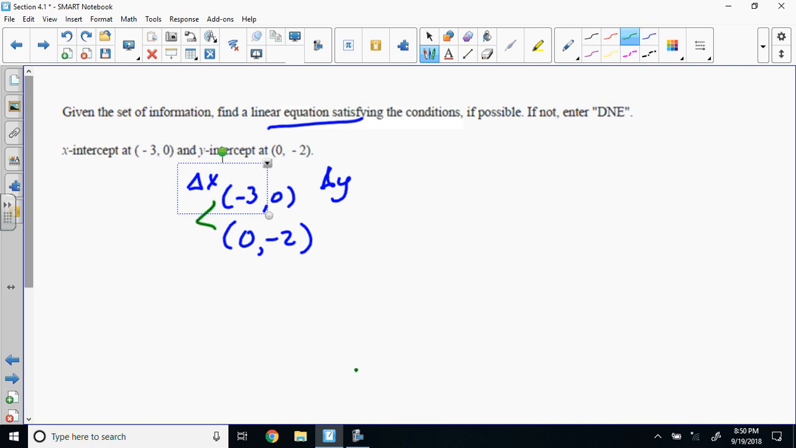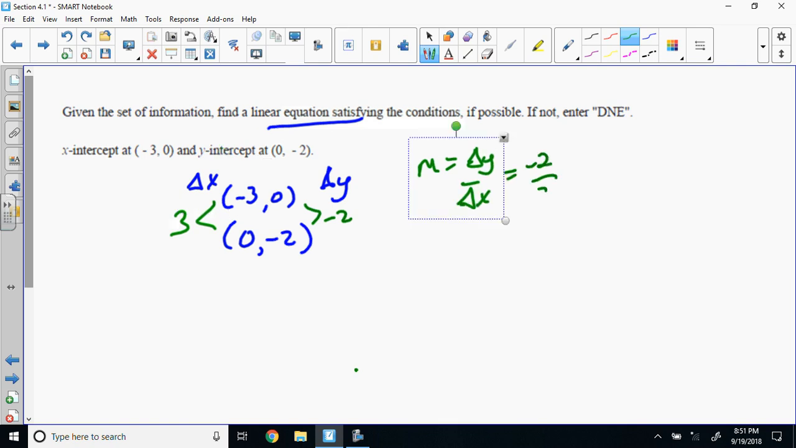Negative 3 to 0 is how much? 3. Why is it positive 3? Because it's going up the number line. Good. How about 0 down to negative 2? Minus 2, right? So slope is changing y over changing x, which is negative 2 over 3. I've got to make sure I can simplify my fraction, and then look at my signs. A negative divided by a positive, so the overall result is negative.